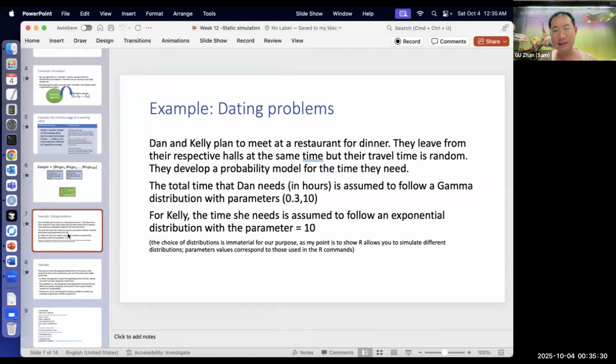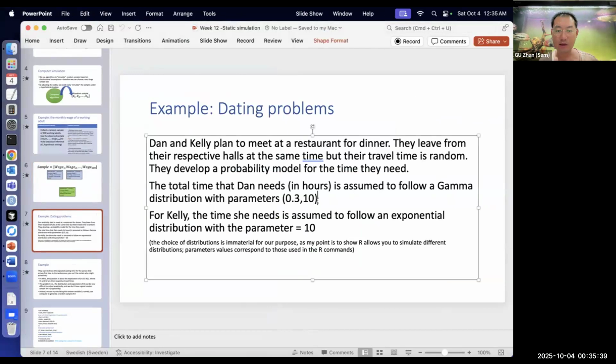Next is a dating problem. So Dan, Kelly, travel time. Dan's travel time follows a gamma distribution with these parameters. And Kelly follows a different distribution, an exponential distribution with parameter 10. This is just for demo purposes.